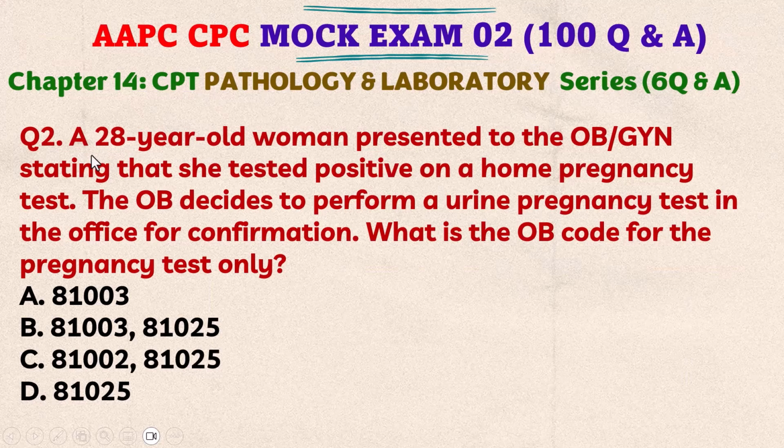Question number 2. A 28-year-old woman presented to the obstetrician stating that she tested positive on a home pregnancy test. The obstetrician decides to perform a urine pregnancy test in the office for confirmation. What is the OB code for the pregnancy test only? So there are 4 answers available. Take your CPT code book and find the answer. So here you have to highlight the woman already tested positive on a home pregnancy test, in the office urine pregnancy test for confirmation. So when you look at the answer, all answers are adjacent codes. So you can use the elimination method to find the answer.